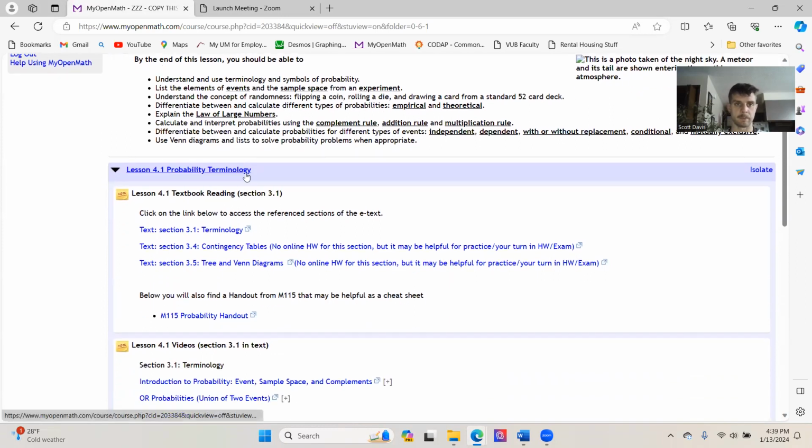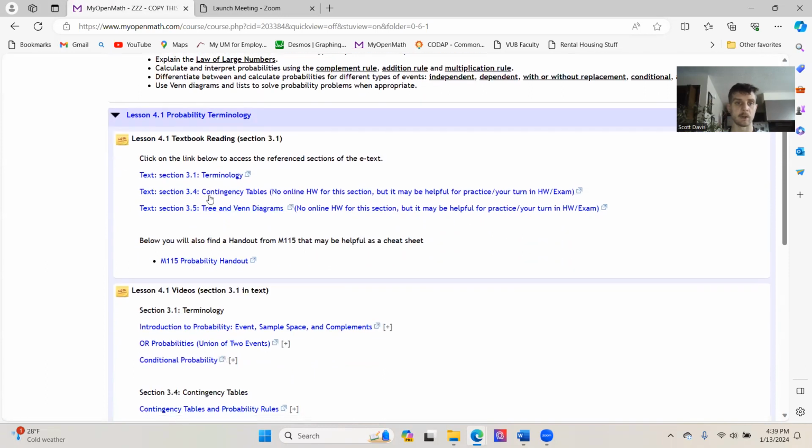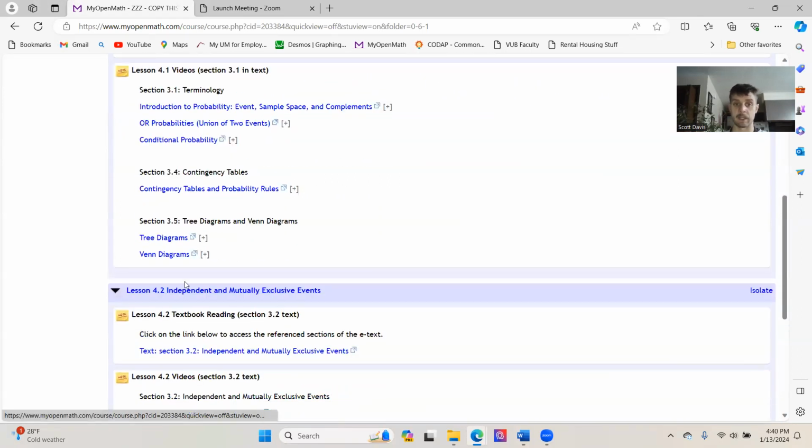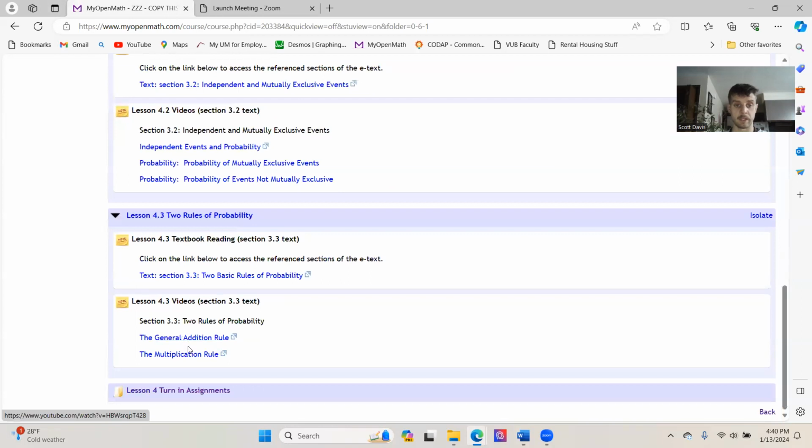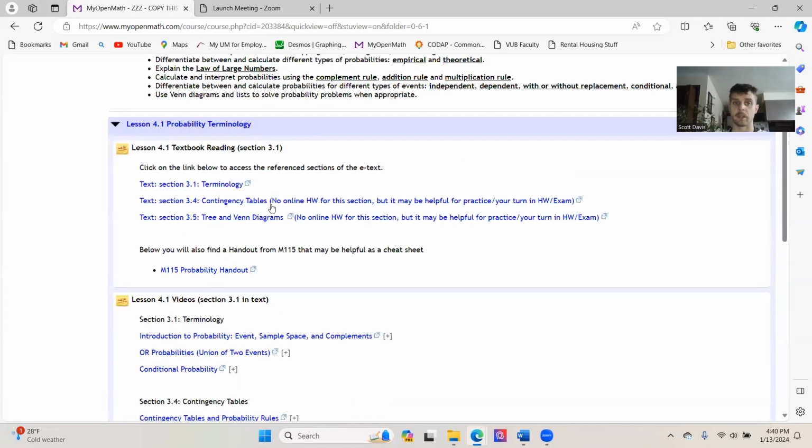So 4.1 is just basic probability terminology. I also included contingency tables and tree and Venn diagrams as well, because these are a couple ways that you can organize probabilities and look for probabilities. And so they didn't fit necessarily in their own section. So I just kind of put them at the beginning so that in the following sections, when you're learning what it means to be independent, mutually exclusive, and when you learn the addition and multiplication rule, we can already do it with contingency tables and tree and Venn diagrams.